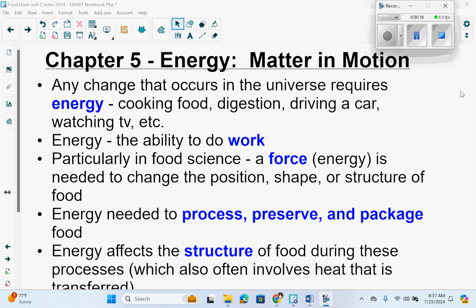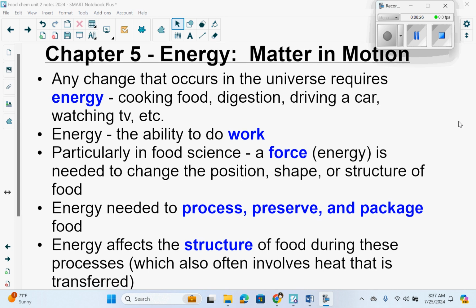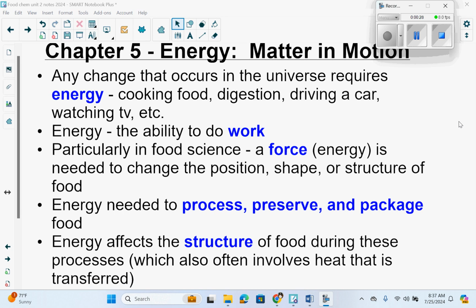Energy is defined as the ability to do work, so particularly in food science, a force, energy, is needed to change the position, shape, or structure of food. Energy is needed to process, preserve, and package food. Energy affects the structure of food during these processes, which also involves heat that is transferred.